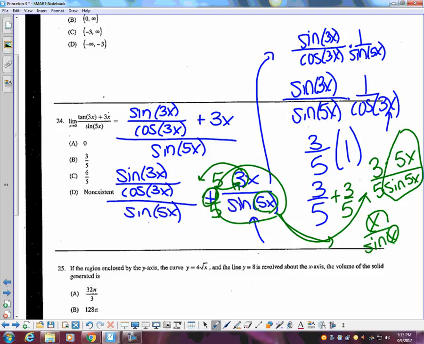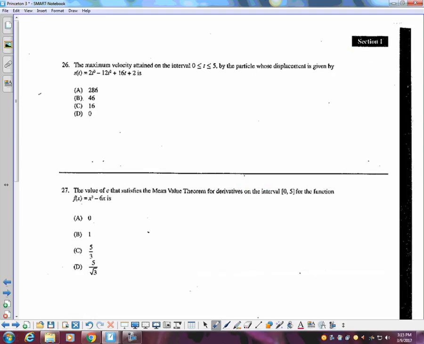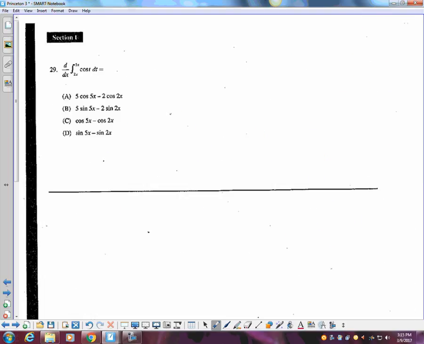Is there one more? 45. All right, go 45. Am I on the right one? No, 39. Go 39.